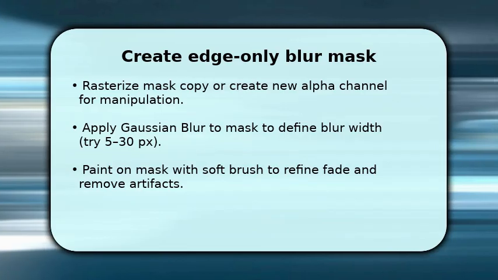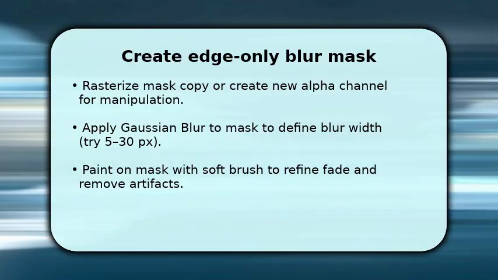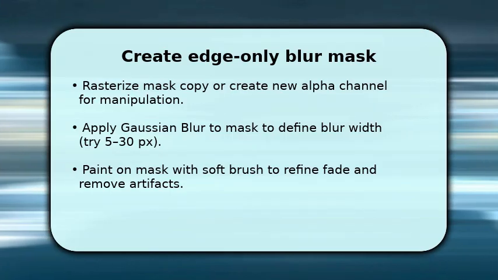Then, return the blurred mask to the layer as a transparency and paint with a soft black or white brush to refine where the blur fades in, ensuring you preserve sharp central detail while softening only the rim.